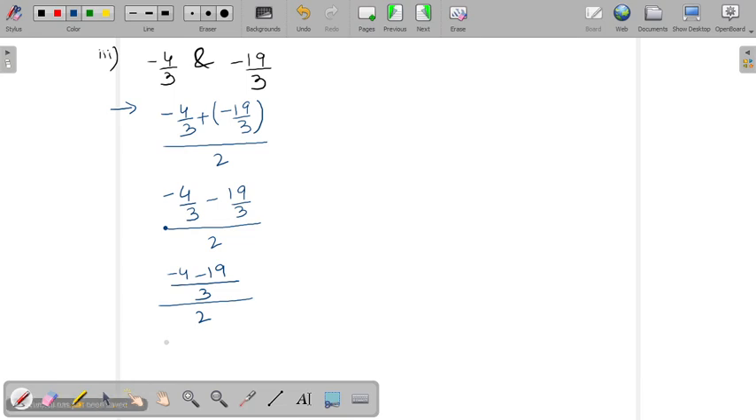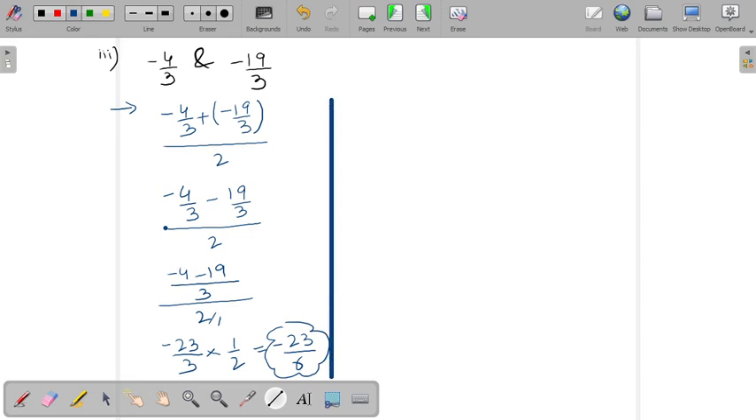3 minus 4 minus 19, whole upon 2. So it would be minus 23 upon 3 and 1 upon 2. This will become reciprocal. 2 upon 1 will become reciprocal. So minus 23 by 6 will be the first rational number. Now let's go for the second rational number. So to find out the second rational number, again you have to make the pair.